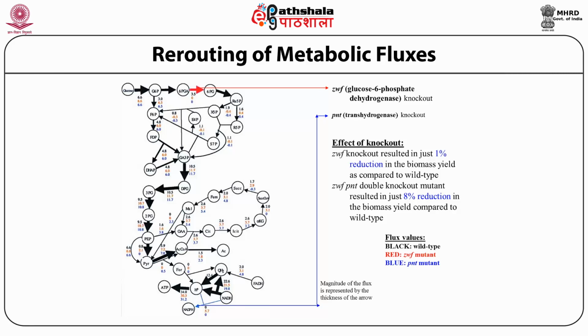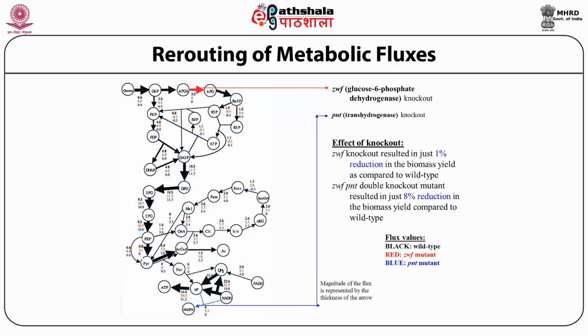Here I show you the black one is wild type, and the fatter they are, the more they are flowing, and the thinner they are, the least flow. Red is one mutant and blue is the other mutant. Now for the two mutants, one is shown here on the top, and one mutant is shown here on the bottom, and you can see that three types of values are given here.